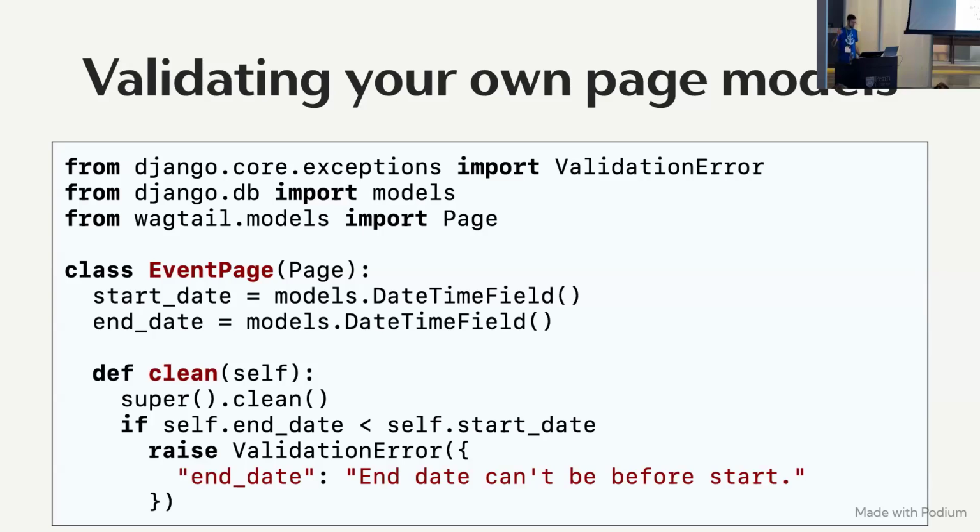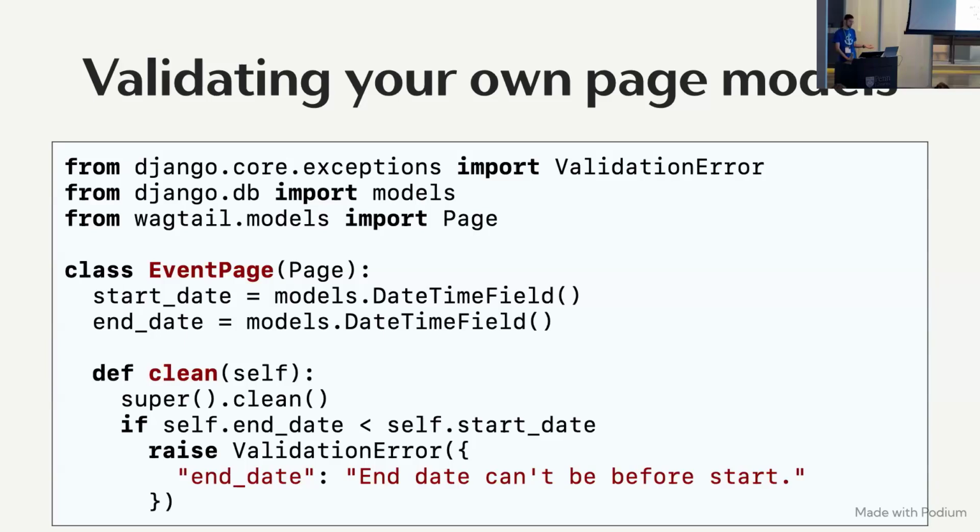I'm going to skip over the third and fourth parts of the Django validation process. They're important, but overriding the clean method is the biggest opportunity for improving your editor experience. So that's what the rest of this talk will be focused on.